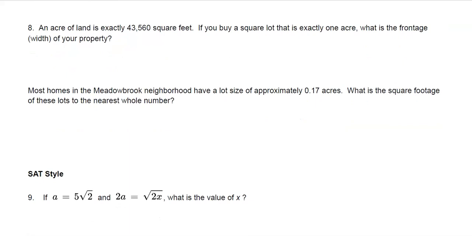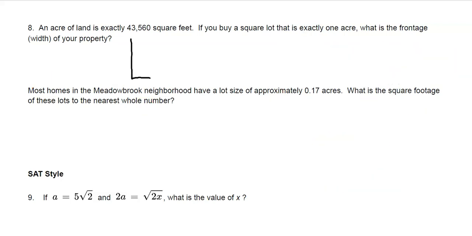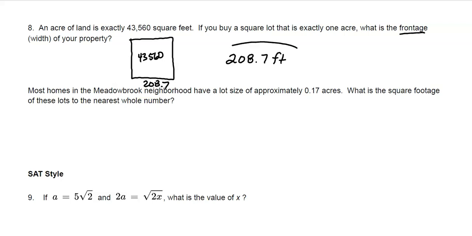All right. Number 8, an acre of land is 43,560 square feet. So let's just draw that. I have an acre of land, and if its area is 43,560, if I take the square root of that, I should get 208.7 as the dimension. So when it asks what is the frontage or the width of your property, it's 208.7 feet. So if you buy a 1 acre parcel of land and it's a square, those are your dimensions all the way around.